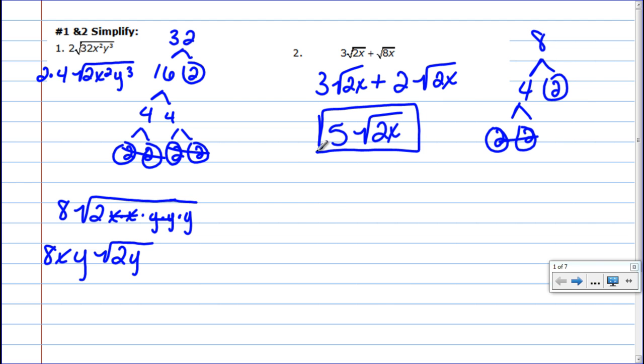You don't really add the square root parts together. It's like saying I have 3 apples plus 2 apples gives me 5 apples. Or whatever you want to call that. But these become like terms. I just combine them.